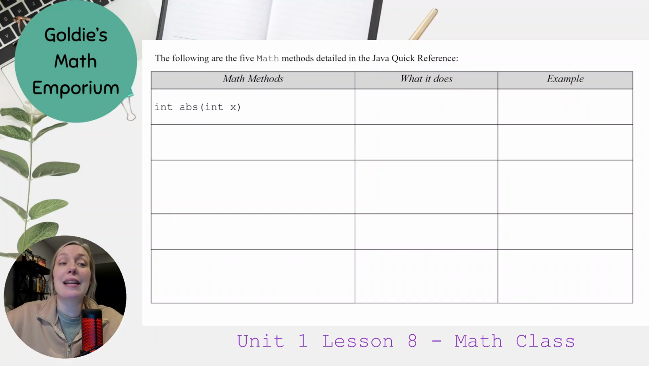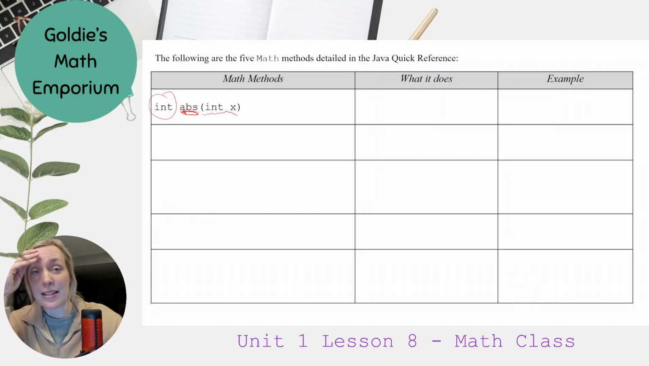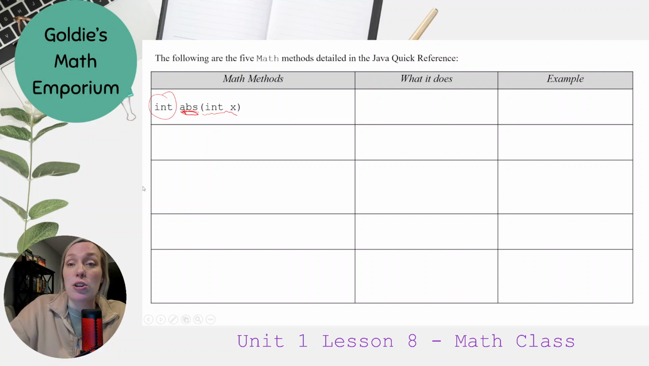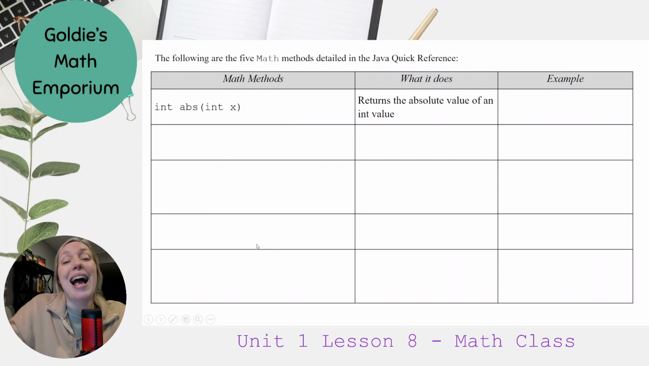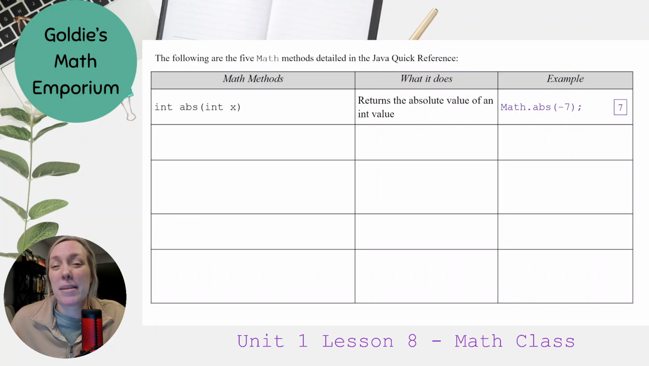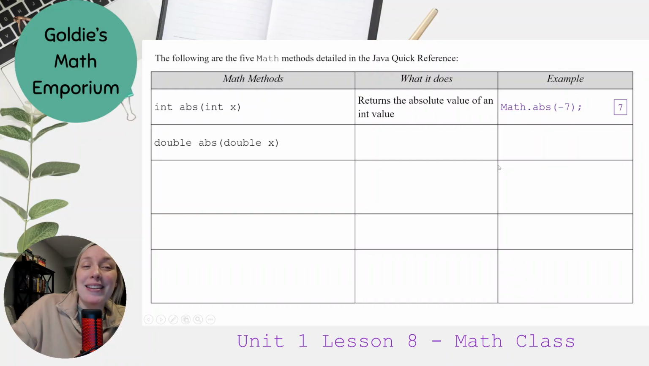The first one says int abs(int x), okay? abs is going to stand for absolute value. You pass it an int as a parameter and it's going to return an int. So that first int signals the return value. What it does is return the absolute value of that integer value. So if you make the call Math.abs and in parentheses you put a -7, it's going to return back a 7.